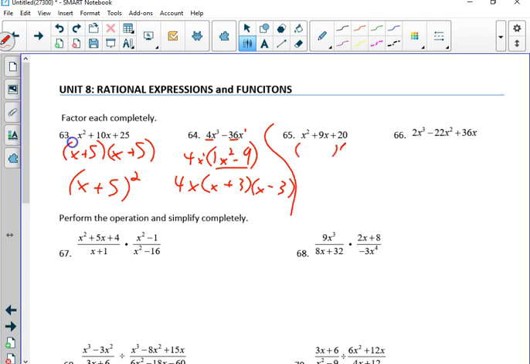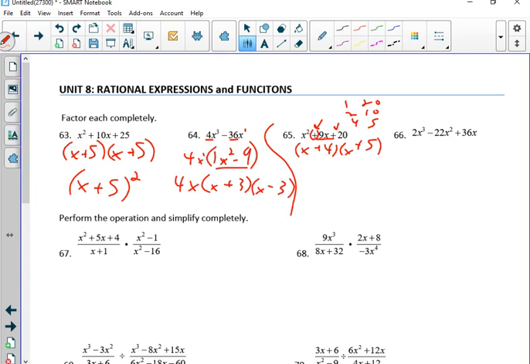This one again is guess and check. I need two numbers that multiply to give me 20: 1 and 20, 2 and 10, 4 and 5. That add up to 9. And they're both positive because this is positive. If this was negative, they'd both be negative, because both those numbers would still multiply to give me positive 20.